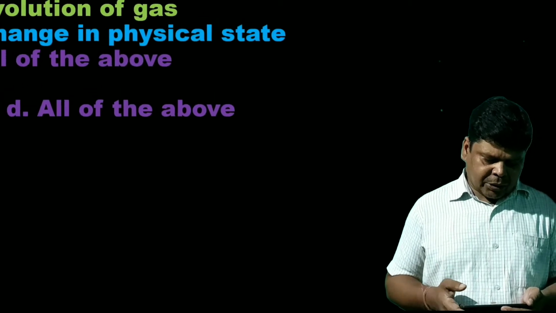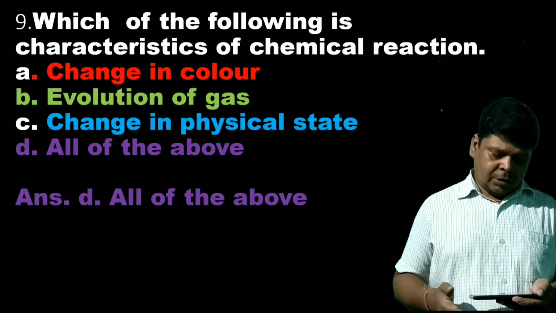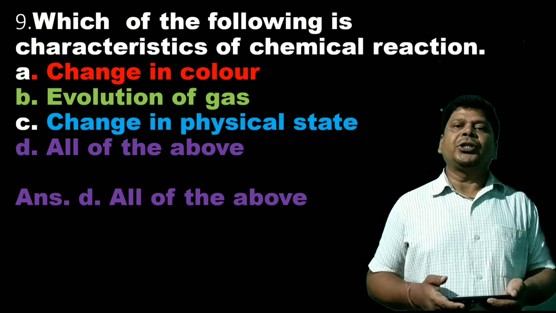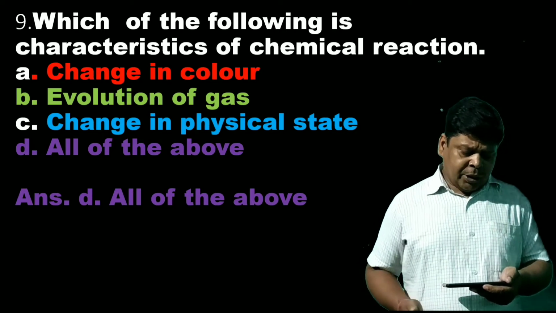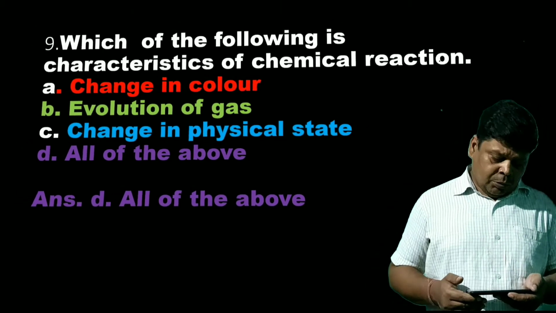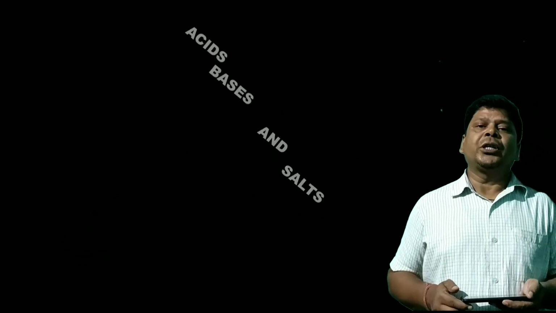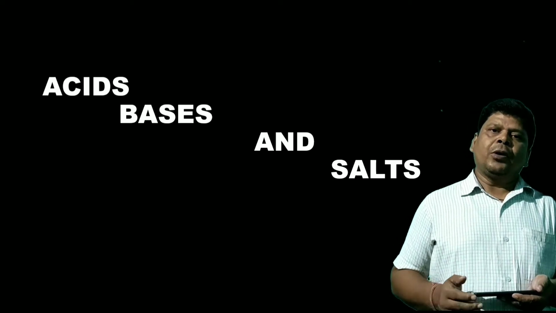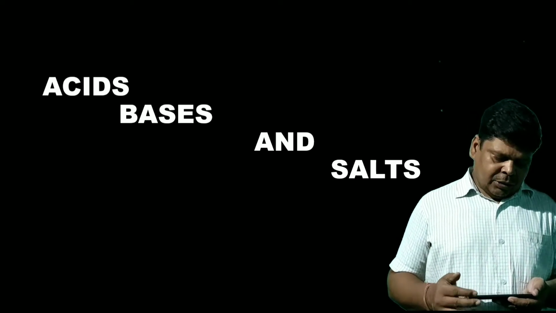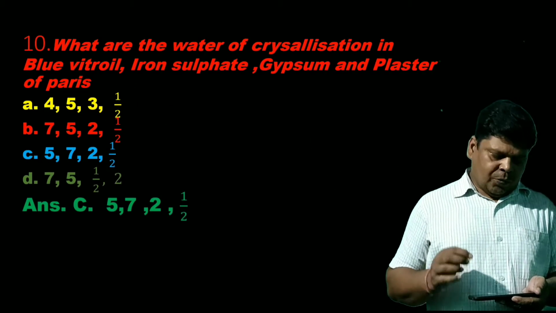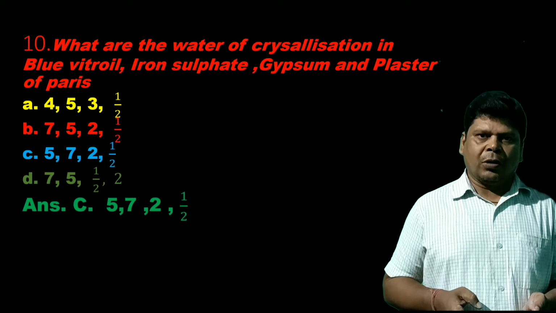Next is, which of the following is a characteristic of a chemical reaction? First is change in color, evolution of gas, change in physical state, all of the above. In a chemical change, color may change, gas may be evolved, and there may be a change in physical state. So the answer would be D, all of the above. Now in my next segment, I will discuss some important questions from acids, bases and salts.